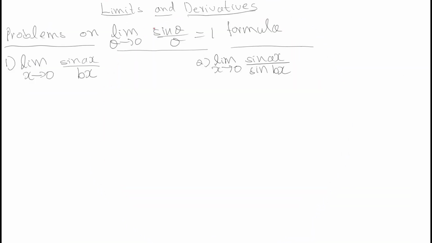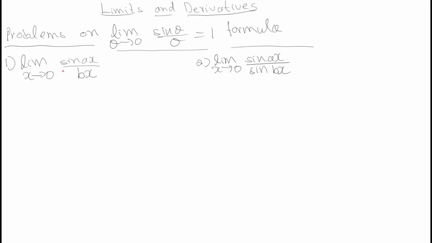Hello students, in this video I'll solve some problems related to limits of trigonometric functions. The first one is problems based on the formula limit theta tending to 0 of sin theta by theta equals 1. We already derived this formula, right? Limit theta tending to 0 of sin theta by theta will always be equal to 1.